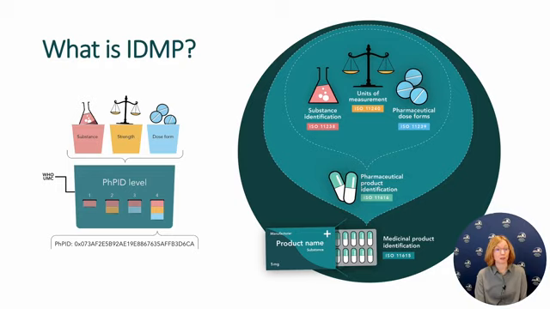For example, in one country, the medicinal product may have 50 tablets in its package, where in another country, the package may contain 100 tablets. So even though the MPIDs and the package IDs will differ from country to country, the global PhPID and the substance identifier will remain the same for all countries.